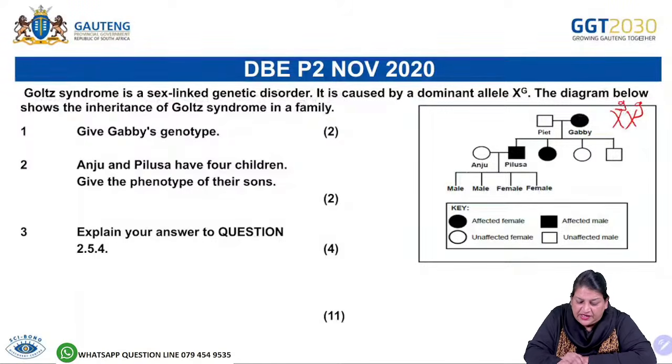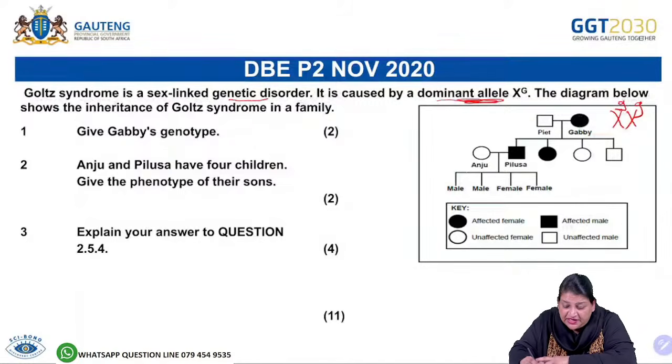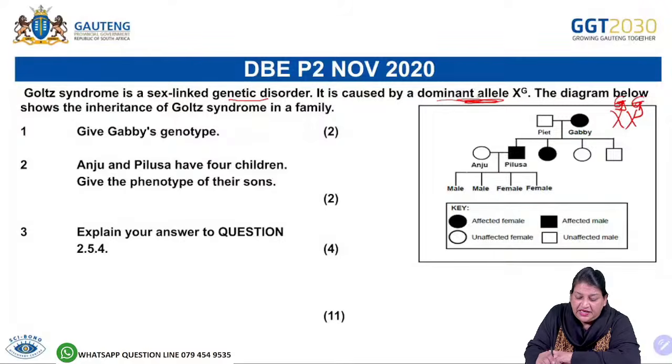Okay, let's look at it again. Gold syndrome is a sex-linked genetic disorder caused by a dominant allele. So now, if she's affected, she's got Gold syndrome. You see, it's another sex-linked one, not hemophilia. But it's caused by a dominant allele. So she's going to be what? Capital X to the power capital G, because it's dominant and it's causing the disease. So she's going to have capital G on both of them.